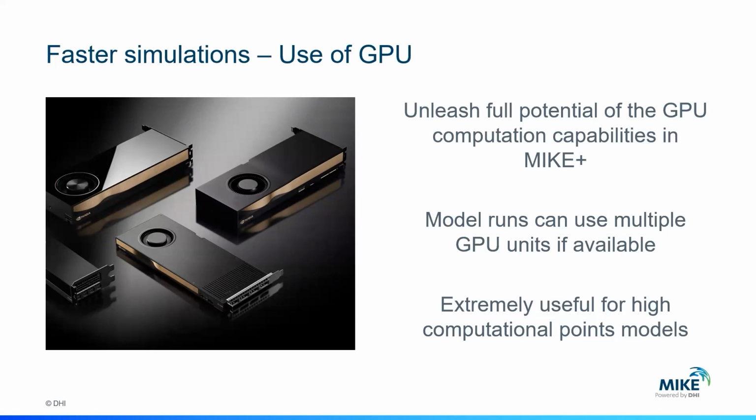Multiple GPU is also available in Mike Plus. So if you have a unit with several high computational cards, then you can successfully use it to run large models with several hundreds of thousands or even millions of elements, which can really help deliver the large model results in due time.